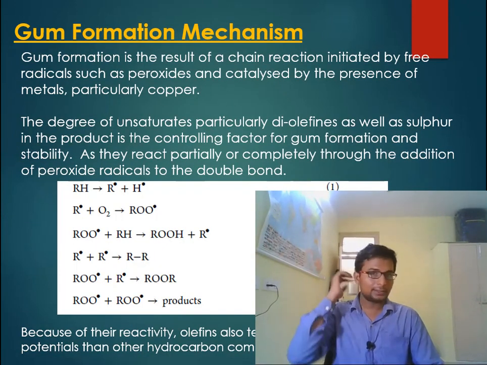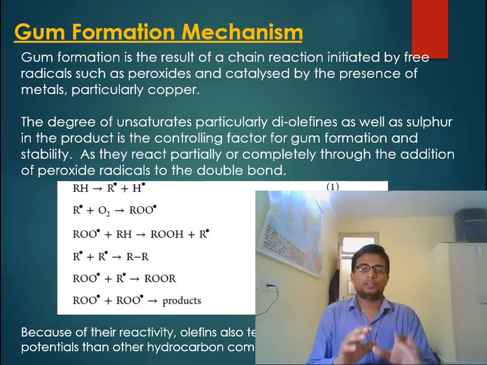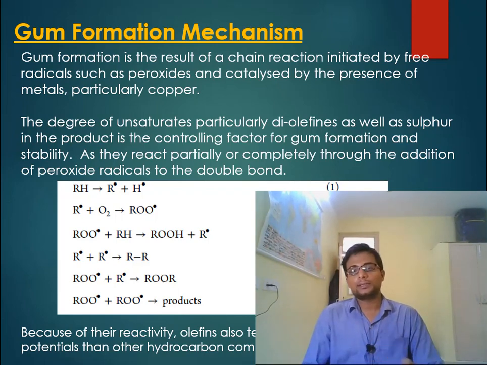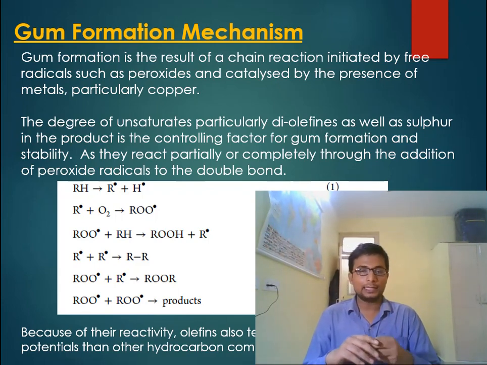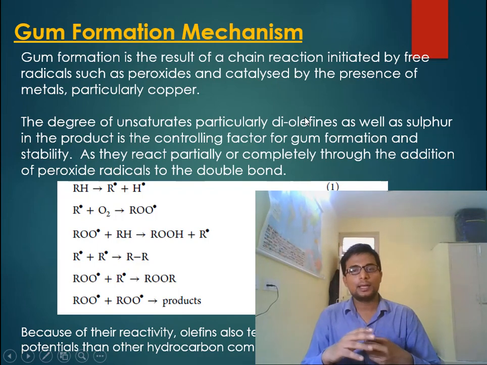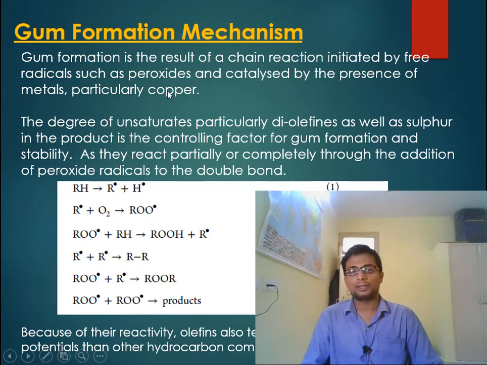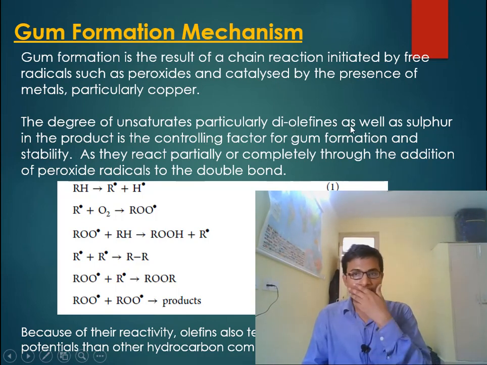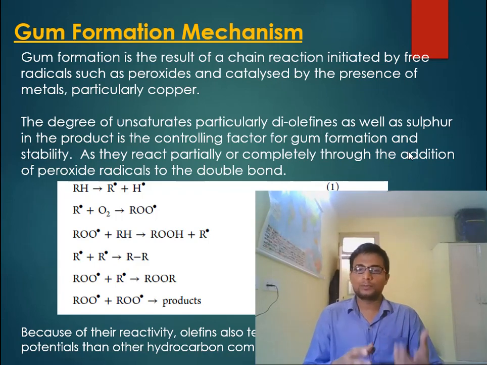Finally, let us discuss how gum formation takes place. We will discuss the mechanism very briefly. Gum formation is a result of a chain reaction initiated by a free radical, such as peroxide, and it is catalyzed by the presence of metals, particularly copper. So it is a free radical reaction where peroxide ultimately reacts with olefins, and the reaction is catalyzed by a metal catalyst such as copper. The degree of unsaturation, like olefins, particularly diolefins, as well as sulphur in the product, is the controlling factor of gum formation. If more diolefins are there, and sulphur may also contribute, then gum formation will be high.